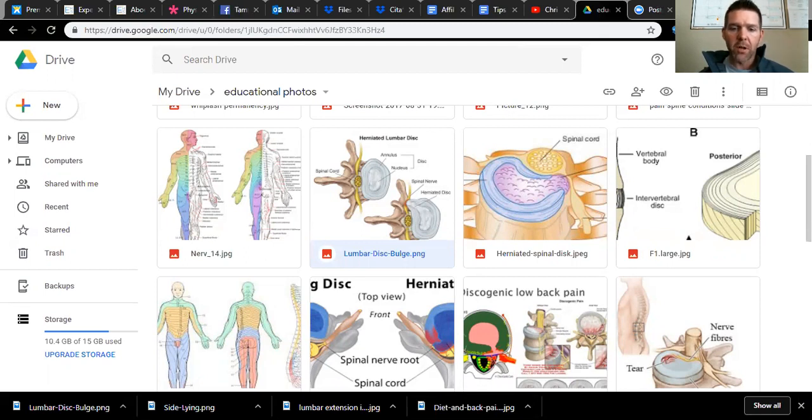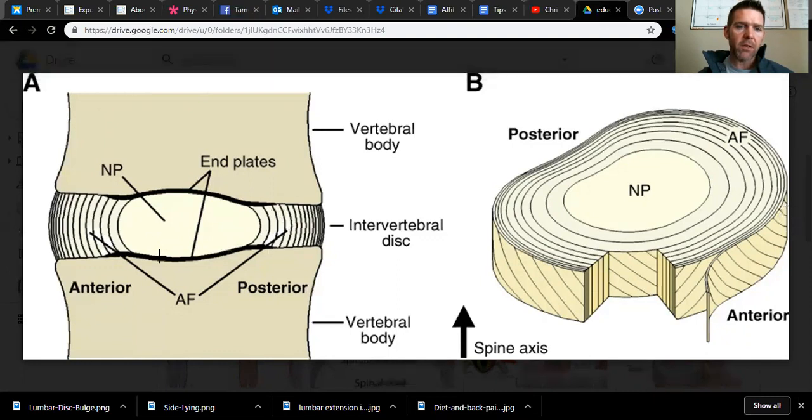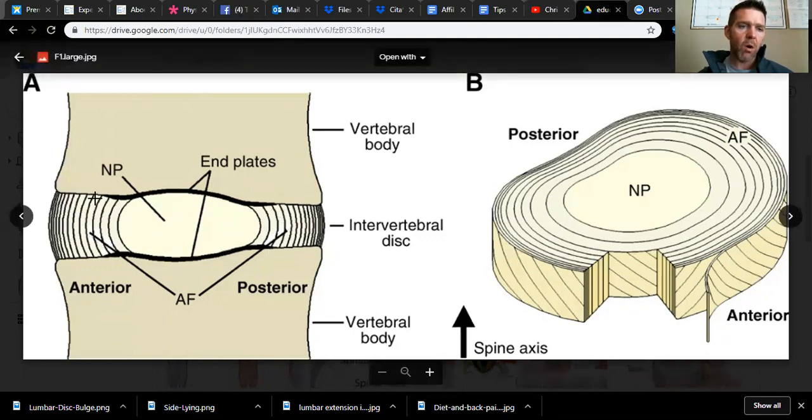Let me show you another one here. Let's go back to here would be another picture of the different layers. Okay, here's more of a side view. So these end plates mean this is the bone. There's the bone. The NP stands for nucleus pulposus. All right, and then here's your cross-fibered annular wall right through there.